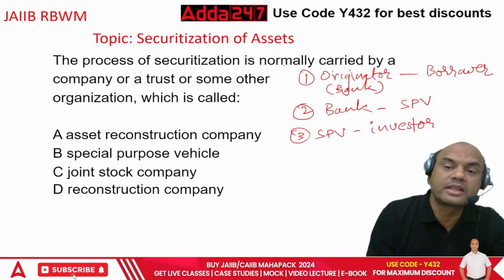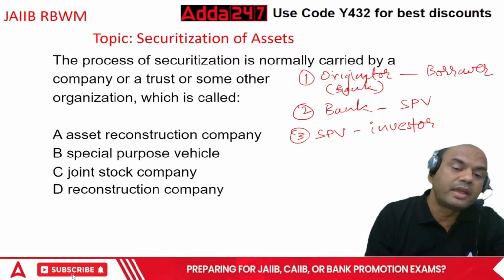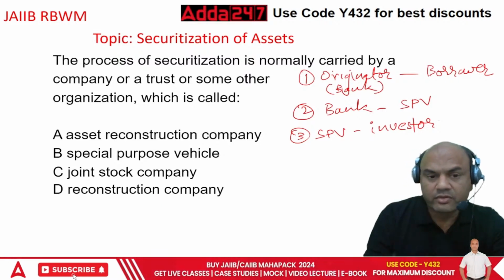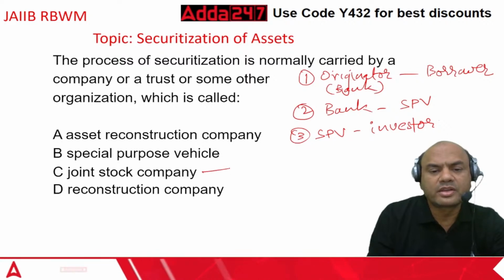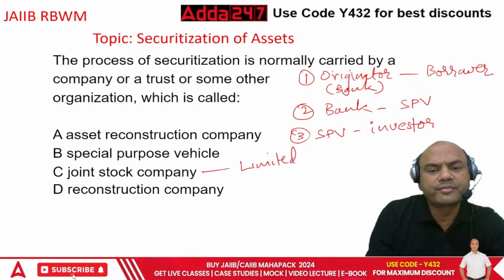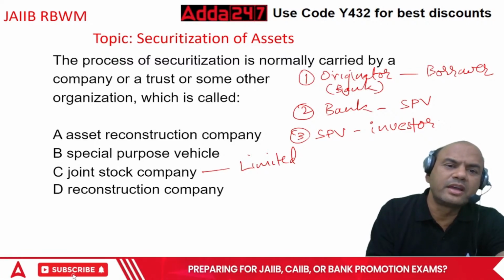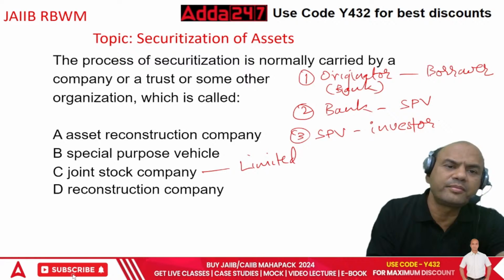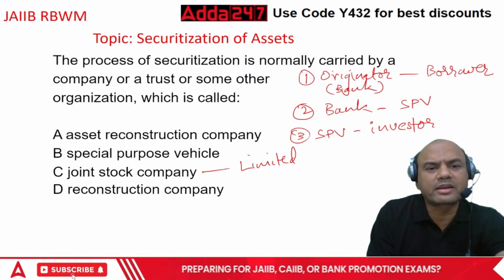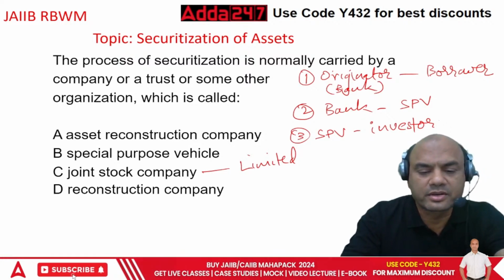The process of securitization is carried out by a company or a trust or some other organization which is called ARC, SPV, joint stock or reconstruction company. What is a joint stock company? Joint stock is simply a limited company. This is the US term. US guys have this joint stock and all these names. We say private limited. So what is the answer over here?